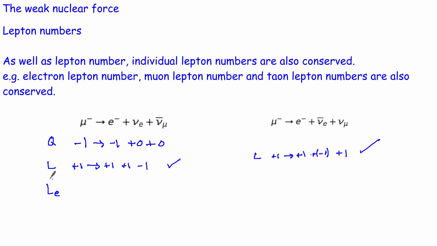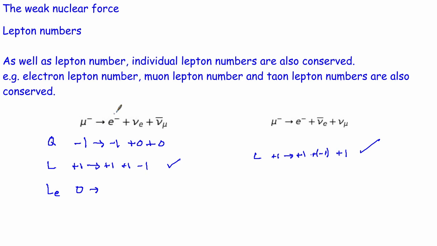I can do the same thing. So anything that isn't an electron type lepton is a 0, and anything that is an electron type lepton particle is a +1, and if it's an antiparticle of it, then it's a -1. So let me show you. So this is a muon. This isn't an electron type particle, so that's a 0.